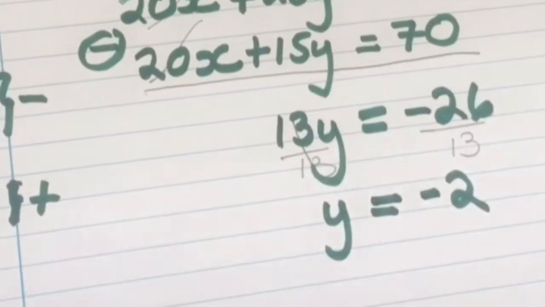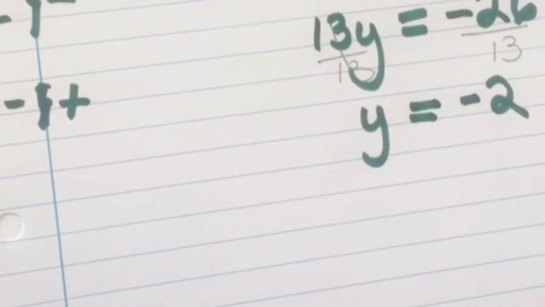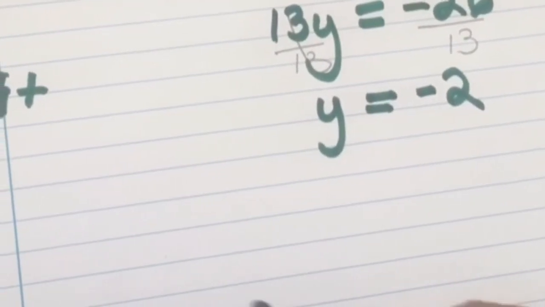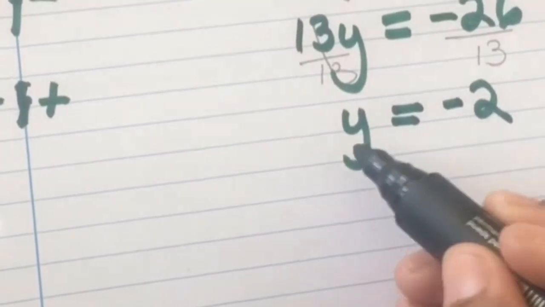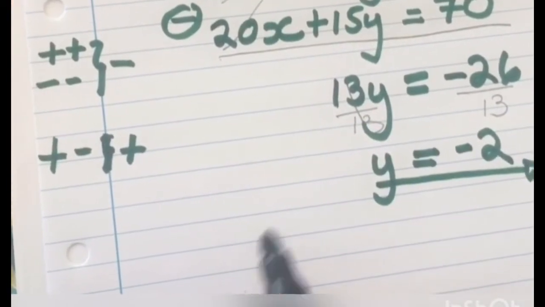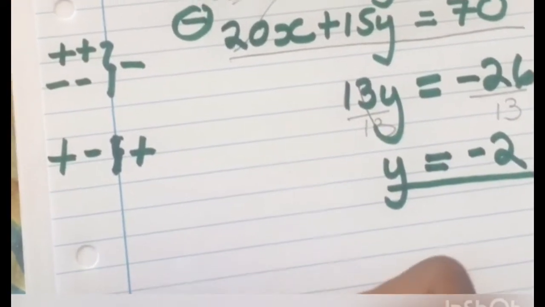Remember, I can't just end there. I need to find the solution to x as well. So I need to go back. Now that I know that y is negative 2, I need to go back to my equations and choose which one is easier to use. I can choose any one. Let's say we choose the second one.